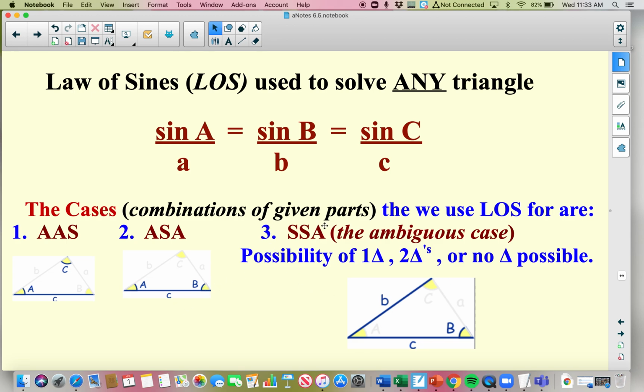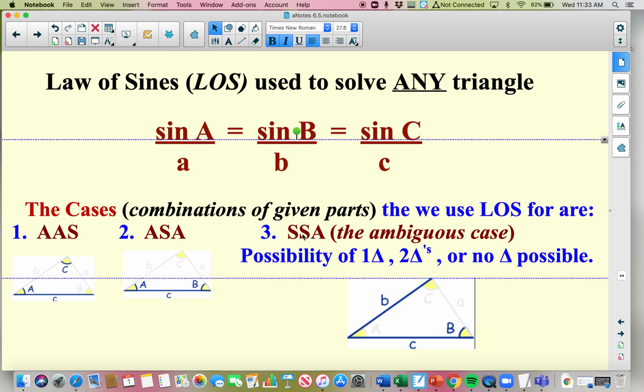And the third case, which is probably the trickiest about the law of sines because it's ambiguous, is the side side angle case. And the reason why it's ambiguous is because if you know two sides and an angle that's not in between them, it may create a triangle. It might not create a triangle at all. They just might not work with the pieces given. Or it could actually make two triangles. And I'm going to talk about all of those in this lesson.